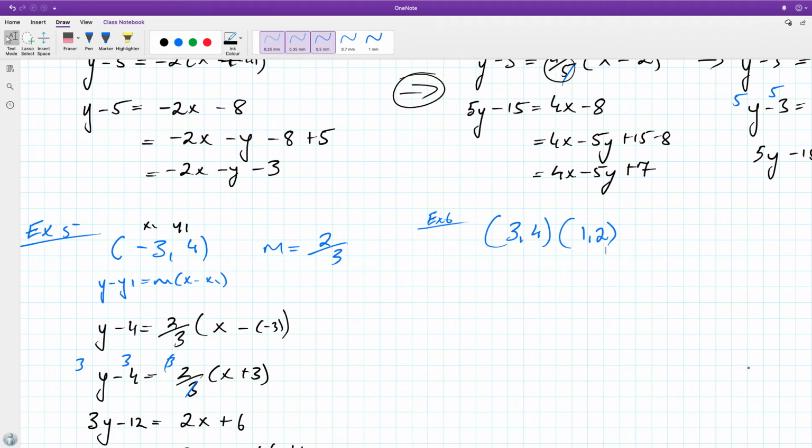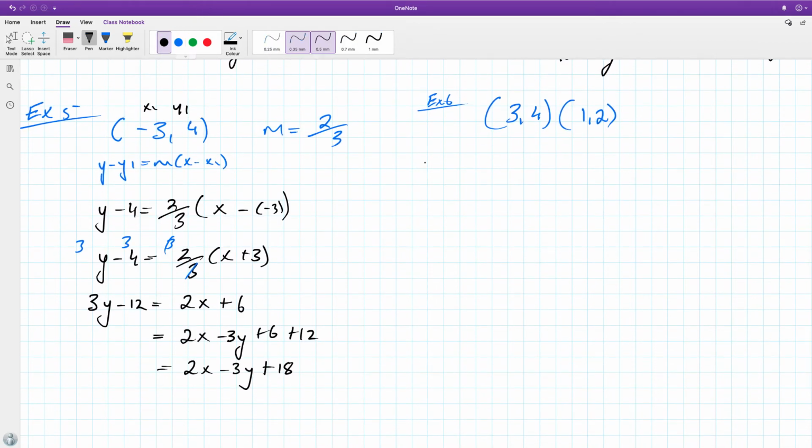Right, guys, let's look at it. (3, 4) and (1, 2). First things first, we've got to get the slope. m is equal to y2 minus y1 over x2 minus x1. So that's x1, y1, x2, y2. y2 is 2 minus y1, which is 4, over x2, which is 1 minus 3. That's minus 2 over minus 2, which is equal to 1.